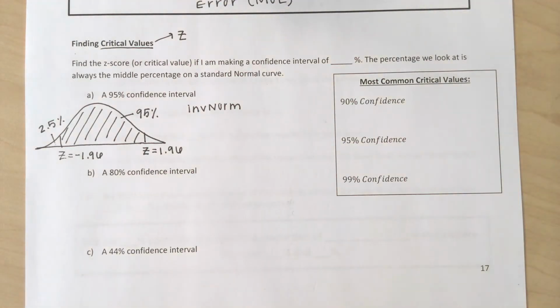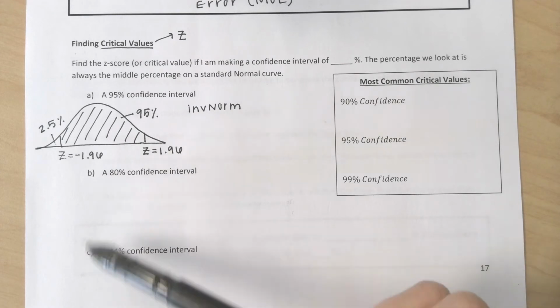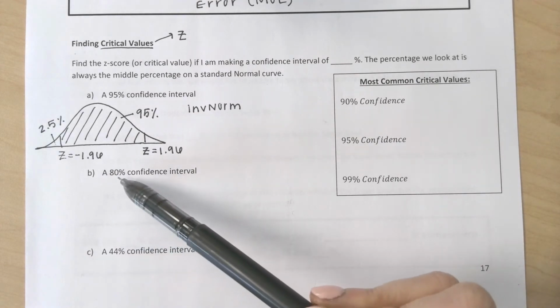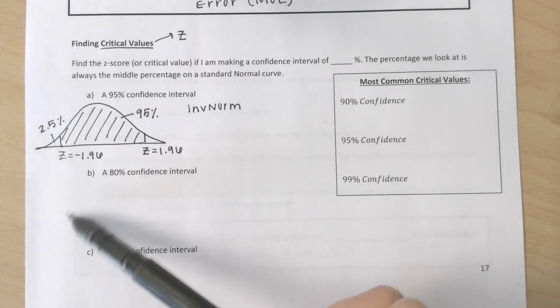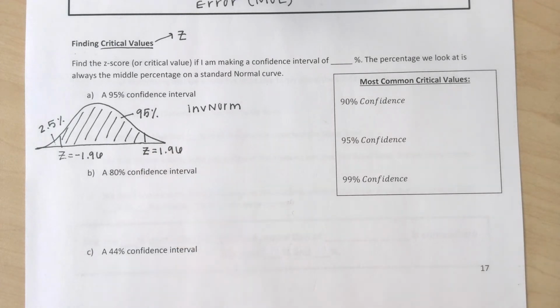Okay, go ahead and pause your video. I want you guys to try B and C. All we're doing here is changing the level of confidence. So on part B, you're now looking for 80% in the middle. Part C, you're looking for 44%. Once you're done, go ahead and play your video to check your work with mine.